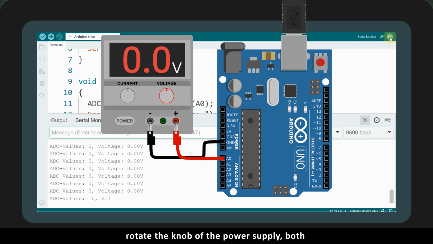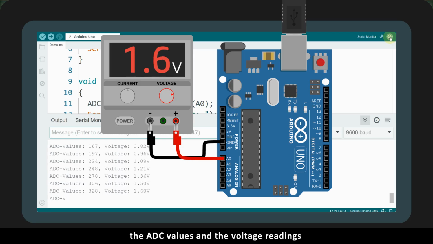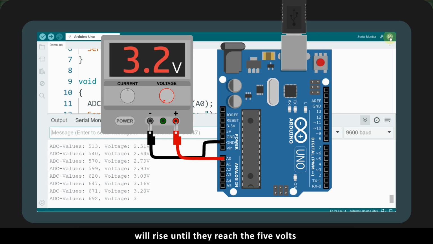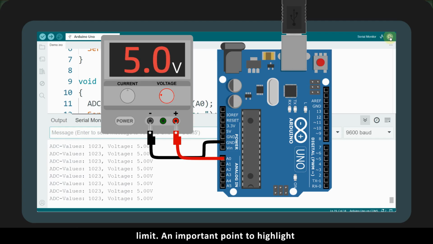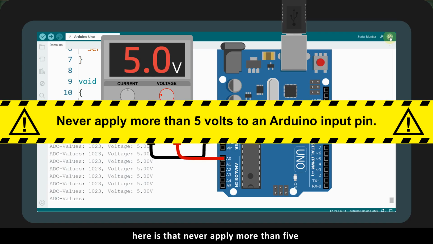As we slowly rotate the knob of the power supply, both the ADC values and the voltage readings will rise until they reach the 5 volts limit. An important point to highlight here is that you should never apply more than 5 volts directly to an Arduino input pin. Exceeding this limit can permanently damage the microcontroller.